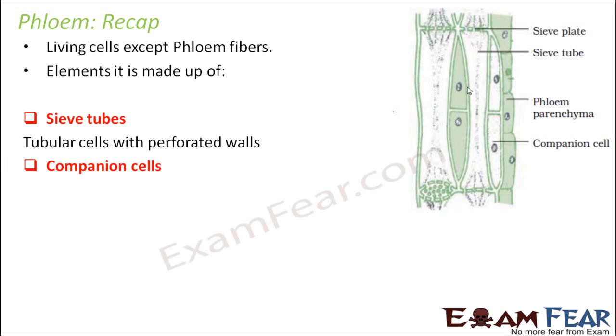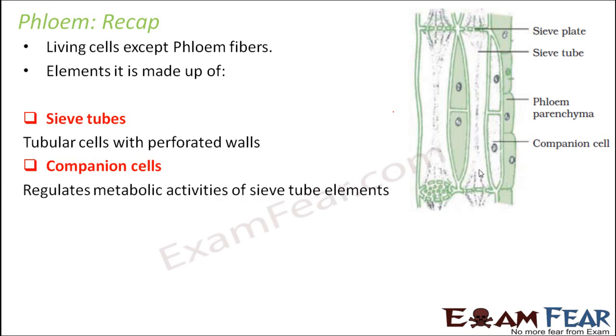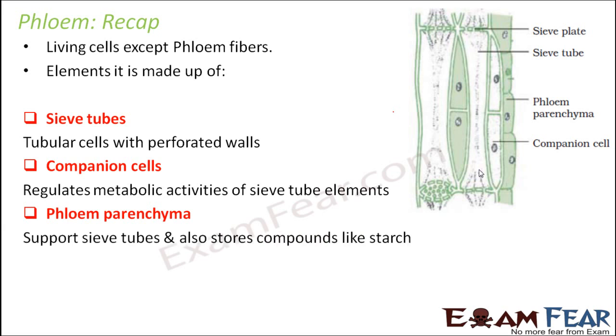Companion cells will be present neighboring to the sieve tubes. So these are the companion cells. They regulate the metabolic activities of the sieve tube elements. Next is phloem parenchyma. These are the normal parenchyma cells which help in storage of food. So that is phloem parenchyma. They support the sieve tubes and also store compounds like starch. So they basically help in storage.